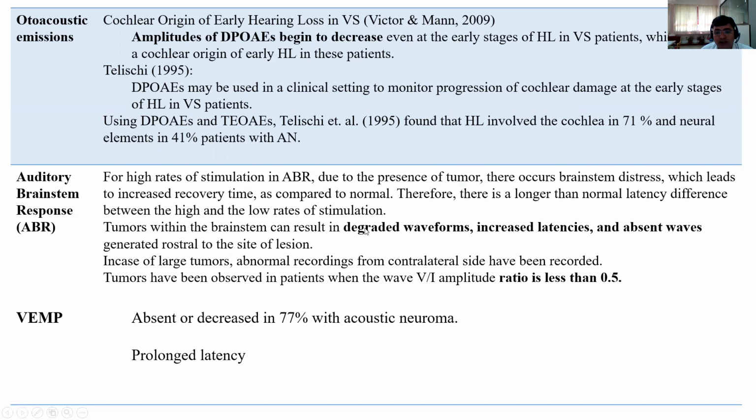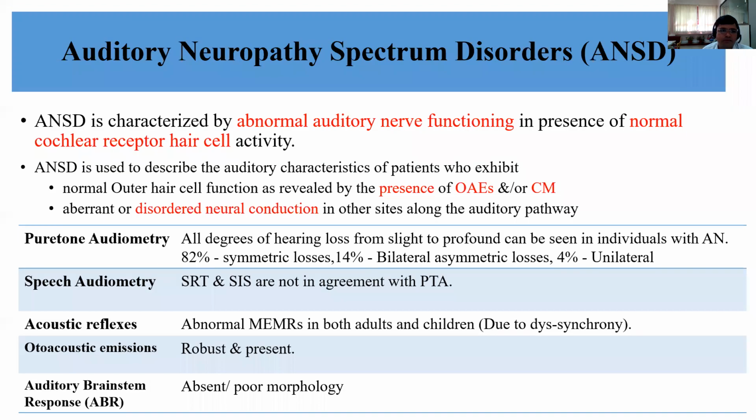ABR helps you to understand the synchrony of the auditory nerve. Most often it is a degraded waveform, increased latency, or absent waves. Absent or decreased in 77% of the acoustic neuroma cases, and latency is observed prolonged if vestibular assessment is done, that is cVEMP.